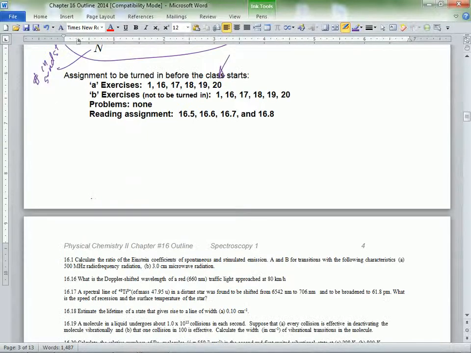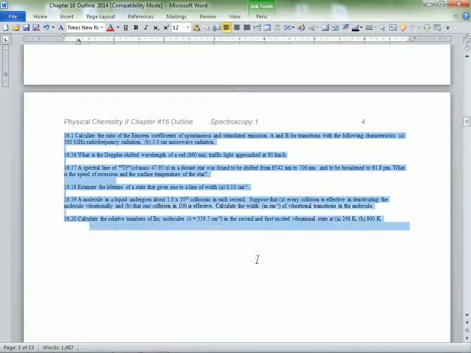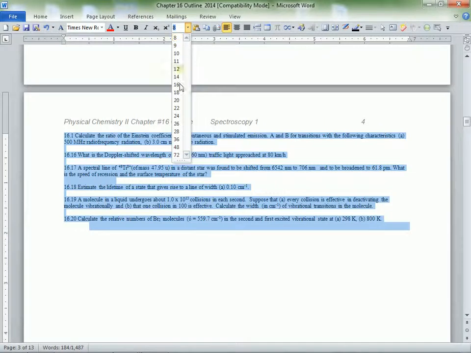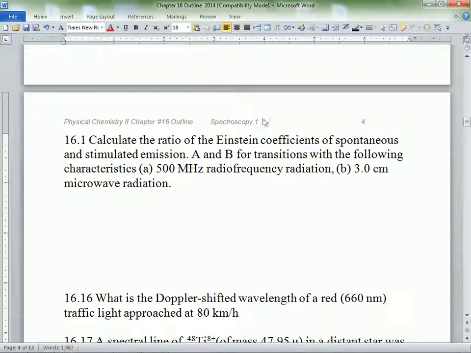Let's see if I typed them up. Oh, I did. Good. Here's the first one. Calculate the ratio of Einstein coefficients of spontaneous and stimulated emission, A and B. The ratio, so they want A over B, right? For transitions with the following characteristics.